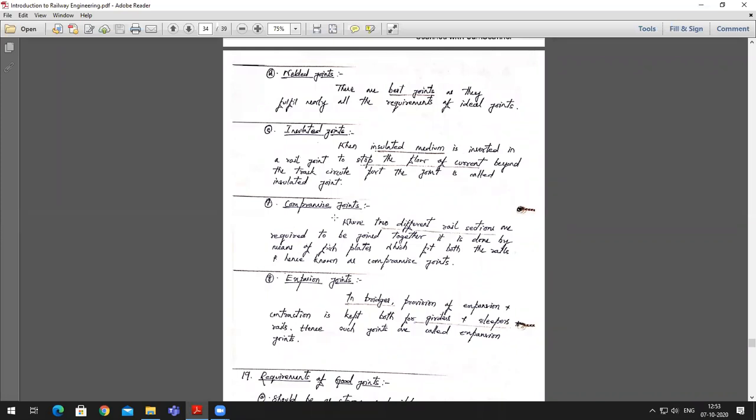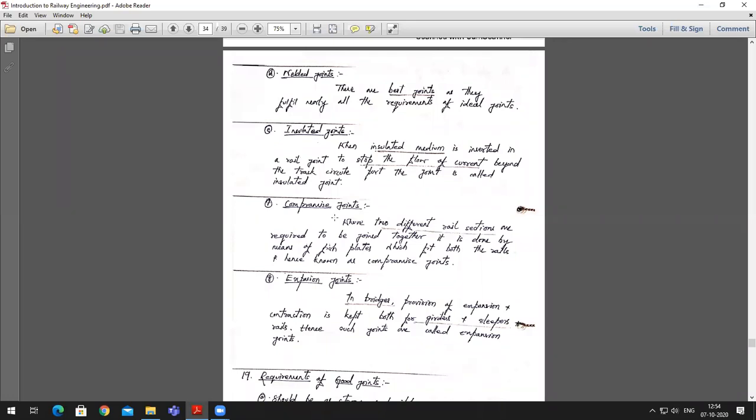Say from Bangalore to Mysore, you have an I section, or the flat-footed rail, and from Mysore to say Kerala, you have a double-headed rail. So when you have two different types of rail sections joining together, you might have to make certain adjustments, such that whenever the vehicle transits from this particular rail section to the other rail section, it transits smoothly.